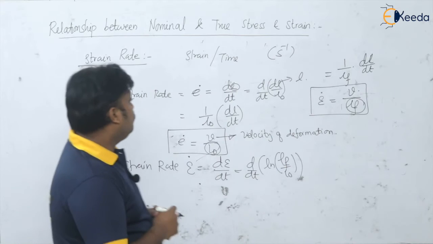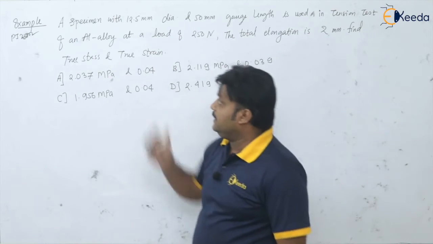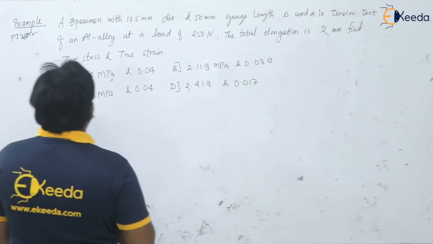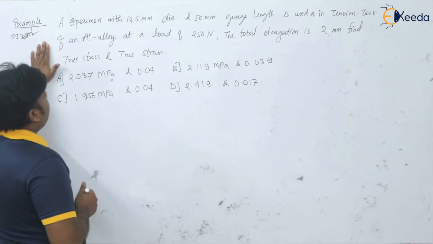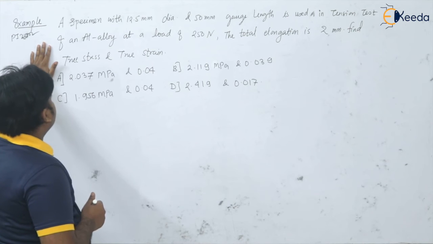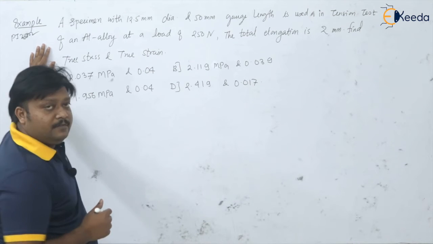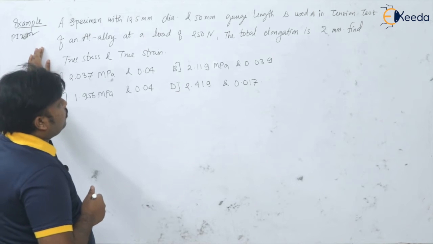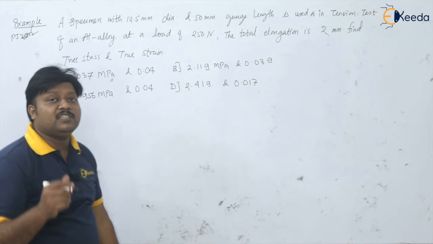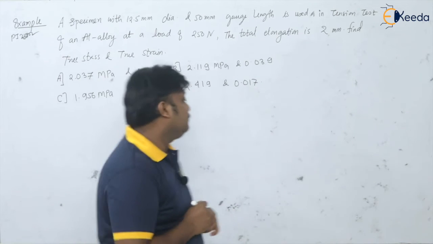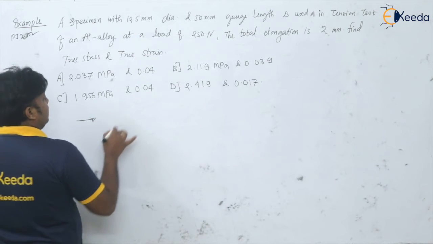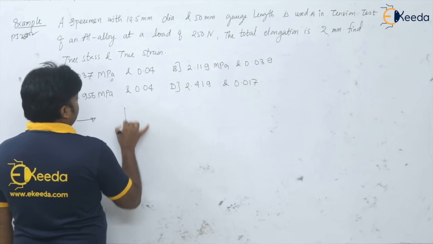So let us take some examples on this. Dear students, let us take this example which was asked in Production Engineering 2002. A specimen with 12.5 millimeter diameter and 50 mm gauge length is used in the tension test of an aluminum alloy at a load of 250 Newton. The total elongation is given as 2 millimeter, and they are asking to find out the true stress and true strain. This is a 2-mark question. So see, dear students, initially the gauge length was how much?